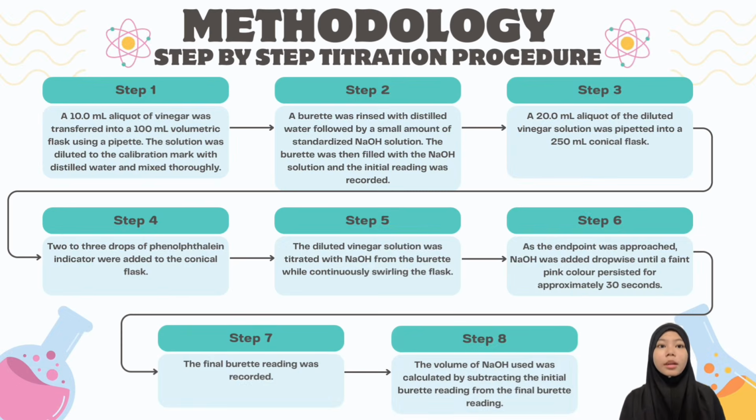Moving on to the procedure, the determination of acetic acid in vinegar. First, a 10 ml aliquot of vinegar was transferred into a 100 ml volumetric flask using a pipette. The solution was diluted to the calibration mark with distilled water and mixed thoroughly.